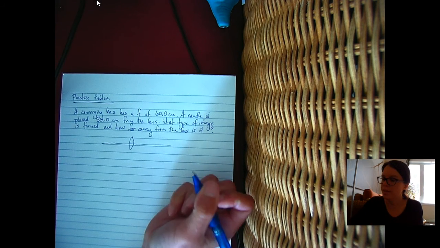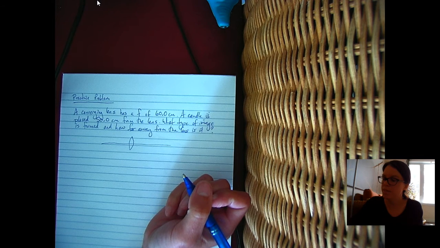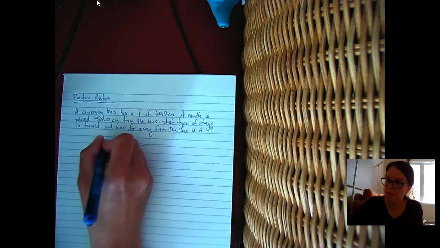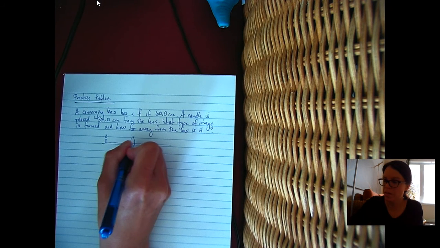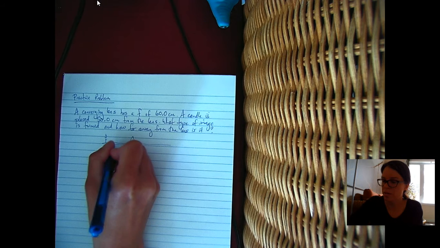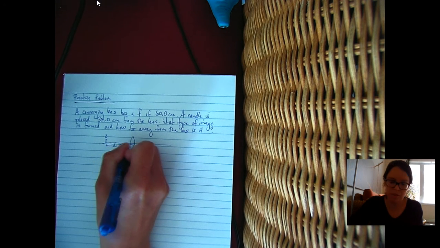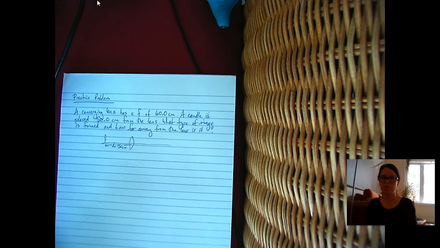And I have a candle. And the candle is 50 centimeters from the lens. So I am going to put my candle here, my little flame on top. And from the center of the lens to the candle, the DO equals 50.0 centimeters.